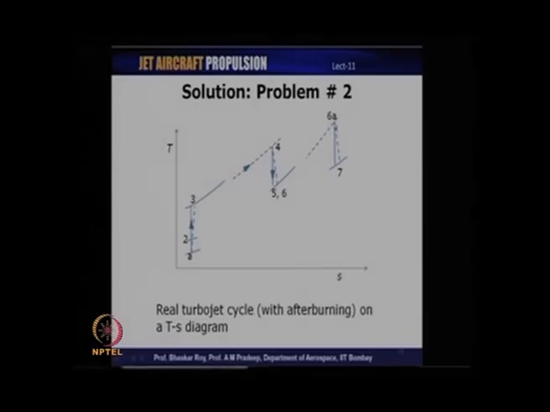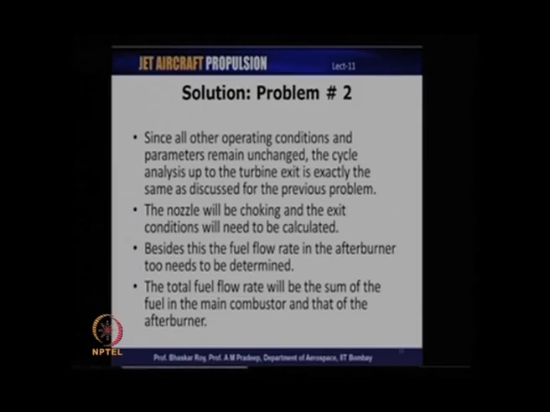So, we can see that there is a substantial increase in the temperature that is expected in the case of an afterburning turbojet. The turbine inlet temperature in that problem was 1200 Kelvin, whereas the temperature at the exit of the afterburner is specified as 1800 Kelvin. So, we can afford to have higher temperatures in the afterburner, and therefore, we should be able to get a substantial increase in thrust. So, let us see how much increase in thrust we should be able to achieve.